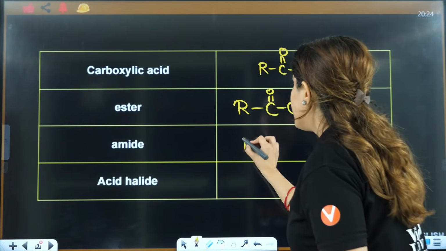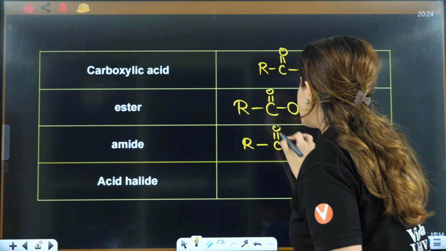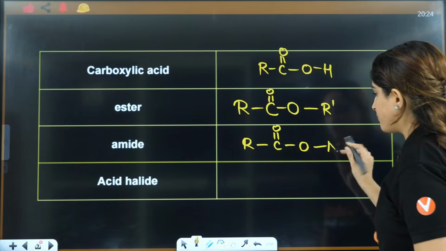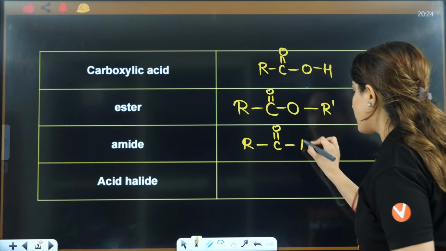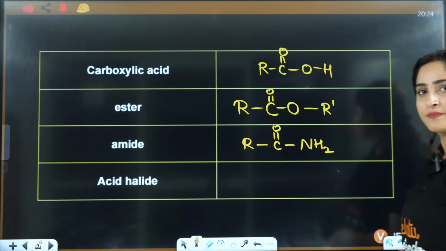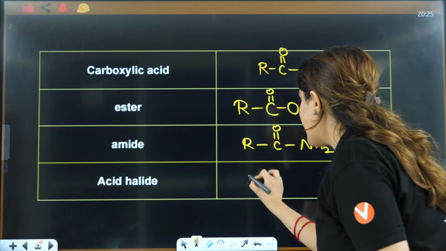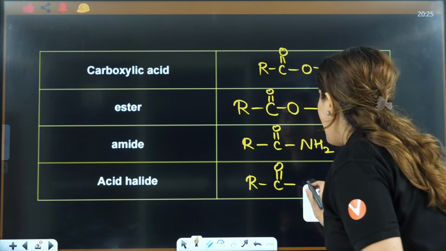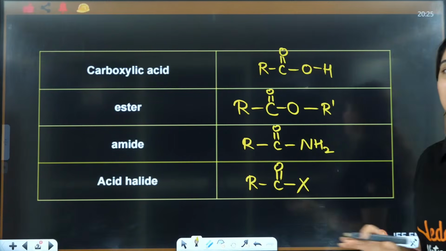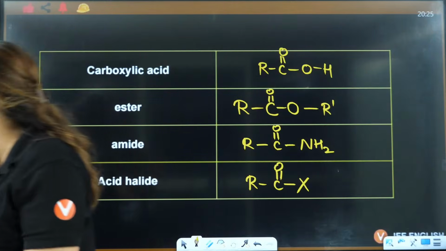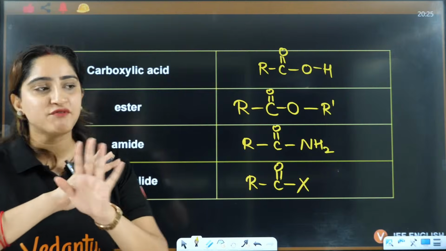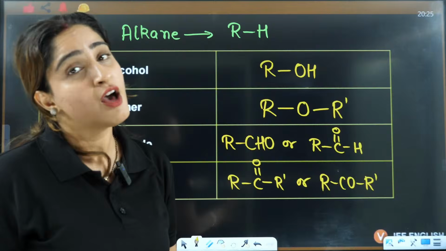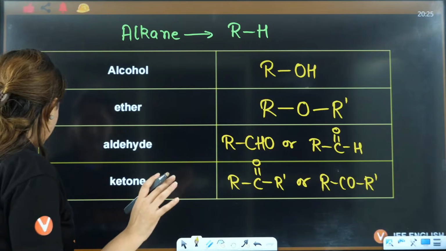What is amide? In amide, the full OH is replaced by NH2, right? That is amide. What is acid halide? Acid halide is when this OH is replaced by any halogen, right? These are the groups that we are going to study here. Till now, I have just shown you the representation of these groups. That is just the starting of organic chemistry, right?